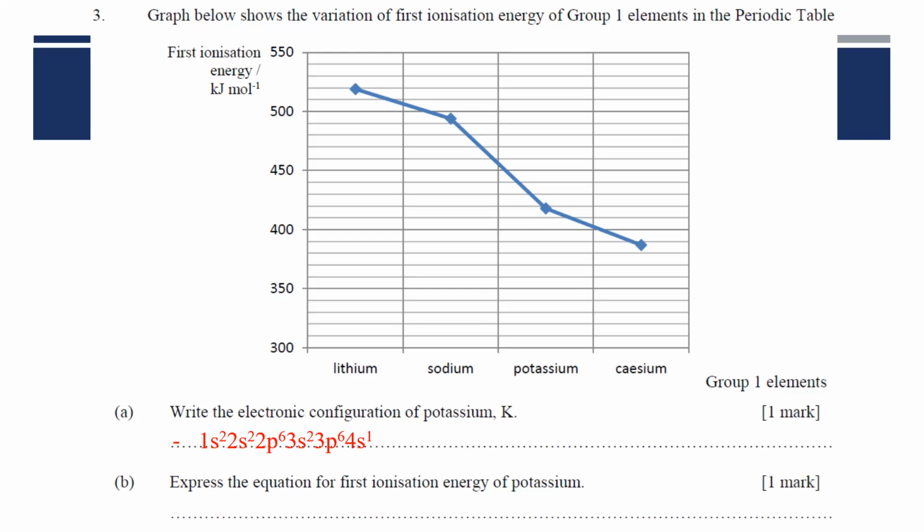And B, express the equation for the first ionization energy for potassium. Here, I will advise you all to add the state of matter because we are talking about ionization energy. So you must add the state of matter. So K(g) gives K+(g) plus e-. So that is how you answer B.